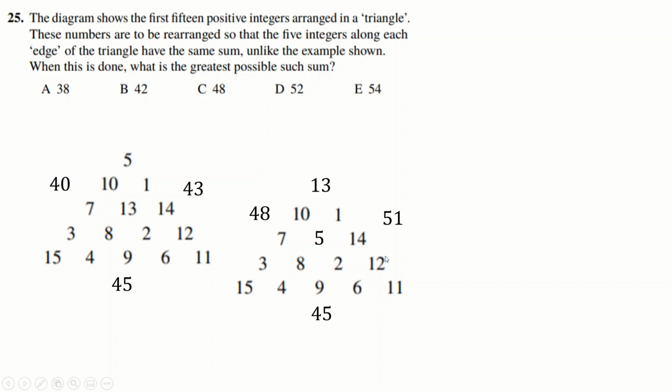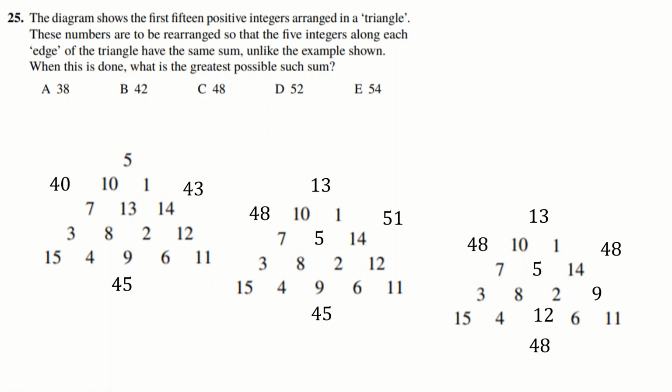And then I noticed that if I just swap these two numbers here, I can achieve that. Because if I swap the 12 and the 9, this side gets smaller by 3, but this one gets bigger by 3. So swapping the 12 and the 9, I can make them all 48. Okay, so that's my first objective done. I found a triangle that does this thing, and it's one of the answers. So now all I need to do is figure out, can I do bigger? Can I also swap some numbers around to get them all 52, or even all 54?